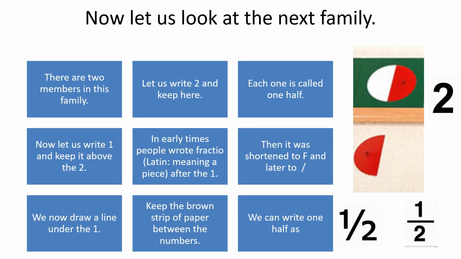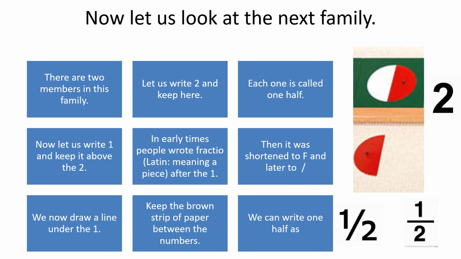Now let us look at the next family. There are 2 members in this family. Let us write 2 and keep it here. Each one is called 1/2. Now let us write 1 and keep it above the 2.